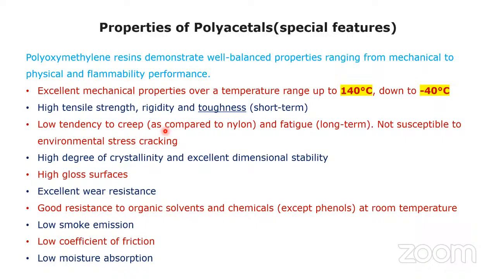So dimensional stability is nothing but, after the molding, whenever you remove the part, it should not shrink. The shrinkage should not be more, correct? So if you compare with other polymers, the polyacetal has shown less shrinkage, due to the excellent dimensional stability, because its crystallinity is higher than that of your polypropylene.